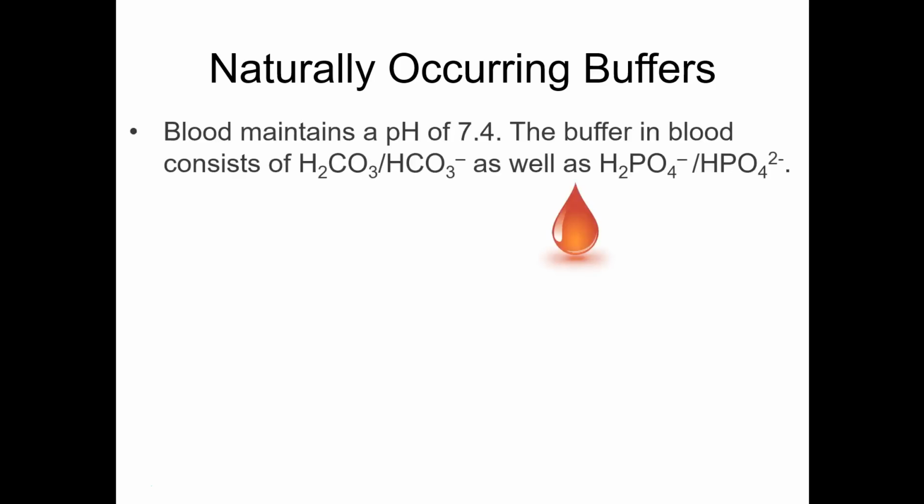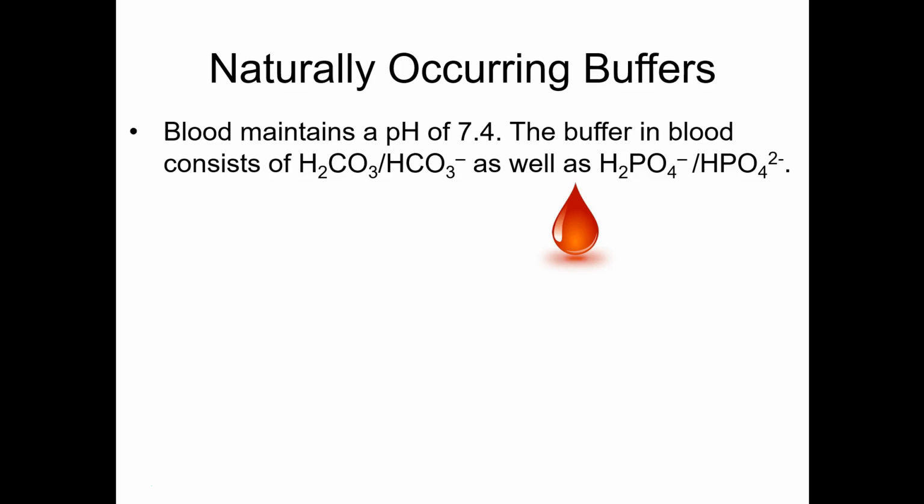There are many important buffers that occur in nature, and life really couldn't go on without them, most specifically the buffering of your blood. Blood maintains a pH right around 7.4, and that's because it is buffered. The buffer that maintains your blood at that pH is a combination of a couple of things: carbonic acid and bicarbonate, as well as a combination of dihydrogen phosphate and monohydrogen phosphate.